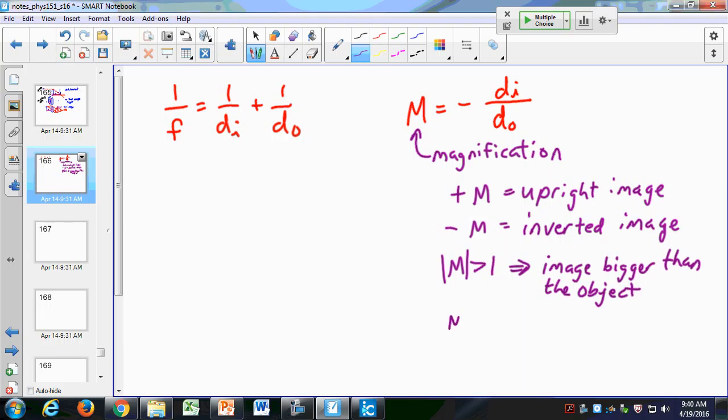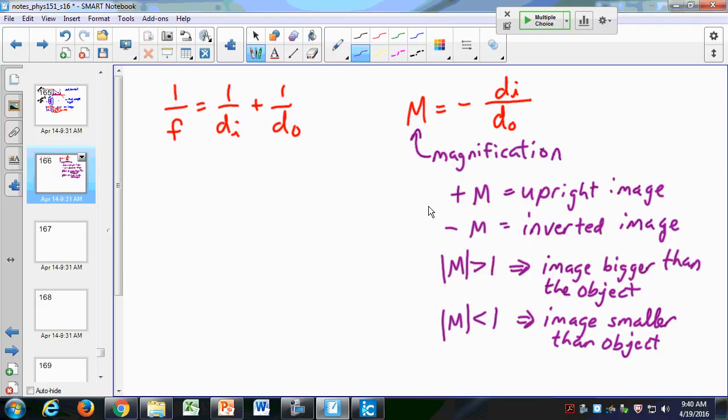And then if I have a magnification that's less than 1, that is the absolute value is less than 1, so anywhere between -1 and +1, right? 0.5, -0.5, 0.8, whatever. If my magnification is less than 1, then as you might expect, the image is smaller than the object. Know what the signs mean and the values of the magnification.